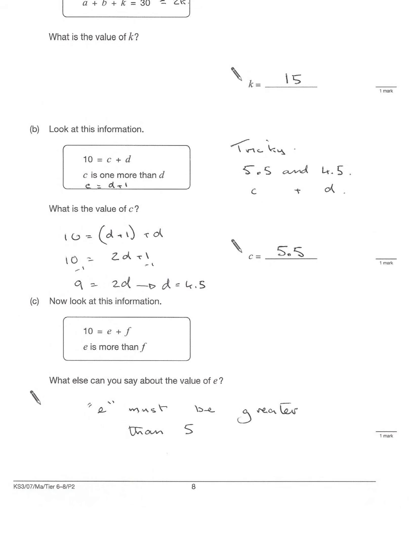We look at the next one, and if 2 numbers add up to a number, then one of them has to be bigger than the other. Now it tells us that E is more than F, so it has to be more than halfway towards 10. So it must be greater than 5.